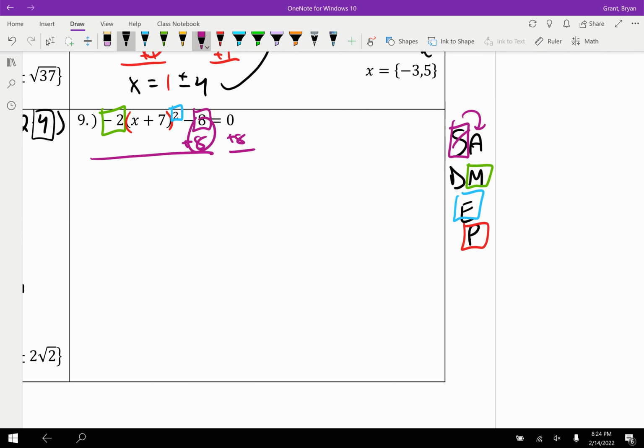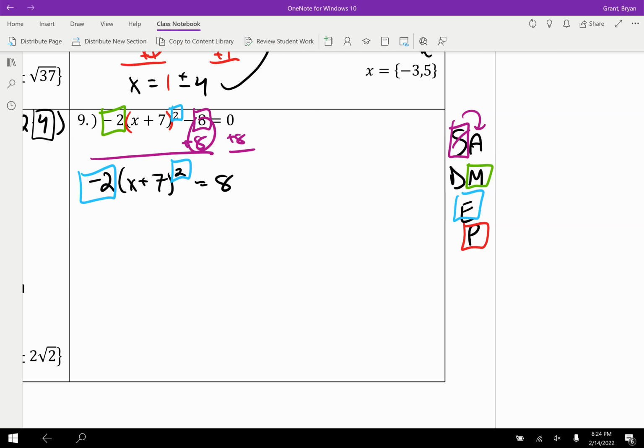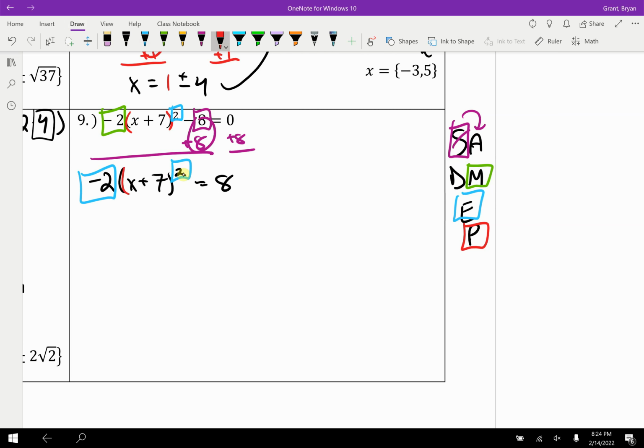And we end up with negative 2 times x plus 7 squared equals 8. Here we still have an exponent and some multiplication and of course some parentheses. And I missed my colors on that one. Whoops. To undo multiplication, we'll divide. There we go. X plus 7 squared equals negative 4.